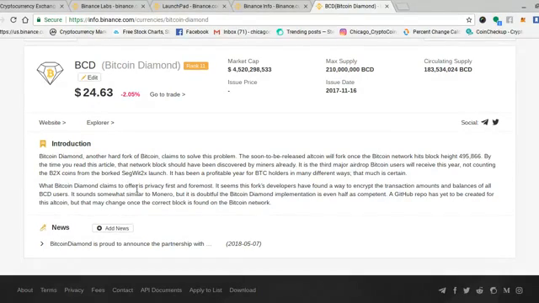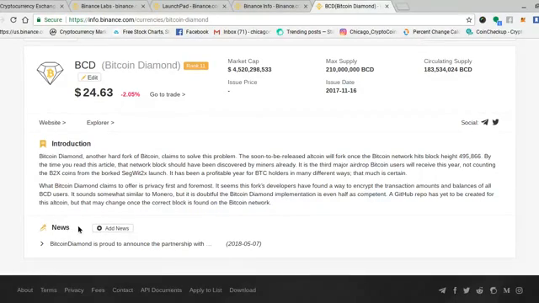What Bitcoin Diamond claims to offer is privacy first and foremost. It seems this fork's developers have found a way to encrypt the transaction amounts and balances of all BCD users. It sounds somewhat similar to Monero, but it is doubtful that the Bitcoin Diamond implementation is even half as competent. A GitHub report has yet to be created for this altcoin, but that may change once the corrected block is found on the Bitcoin network.